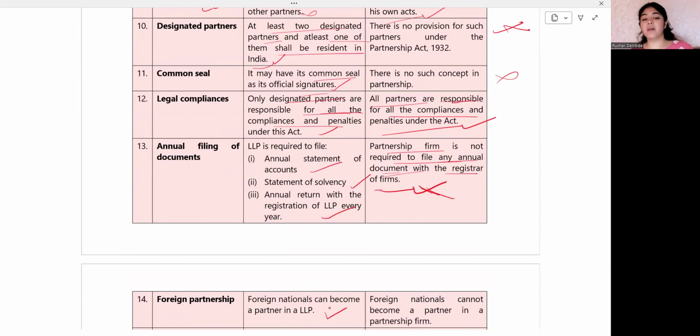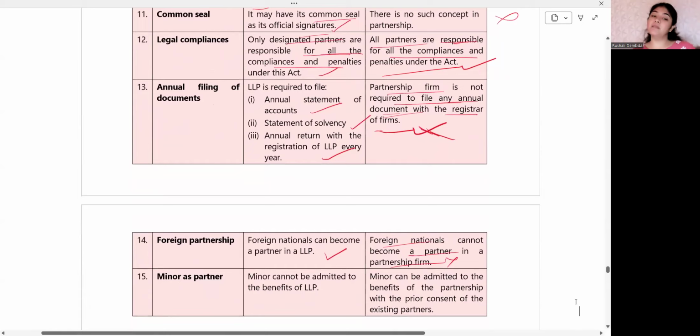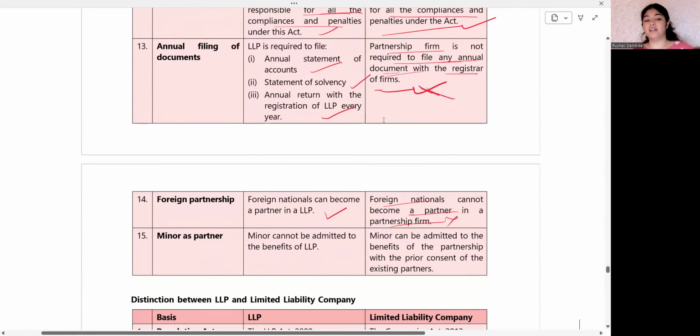Foreign nationals can become a partner in LLP. Foreign nationals cannot become a partner in a partnership firm. If you have a normal partnership firm, foreign nationals cannot become your partner. But in LLP, foreign nationals can become your partner.